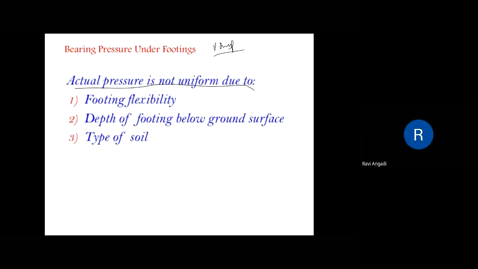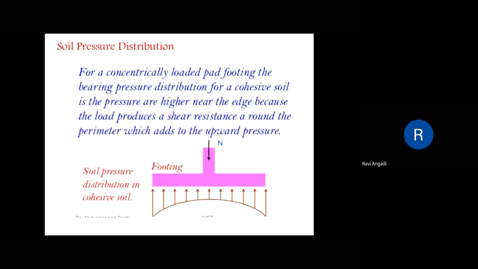So why is it not uniform? Because of the footing flexibility, the depth of the footing below the ground surface, and also the type of soil. On these three factors, the actual pressure is not uniform. Okay, then taking the first one, cohesive soils.